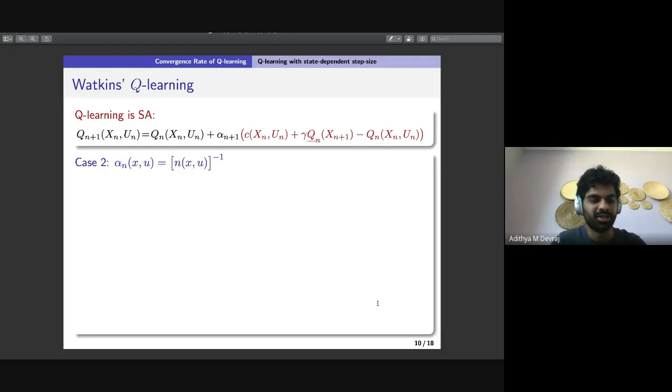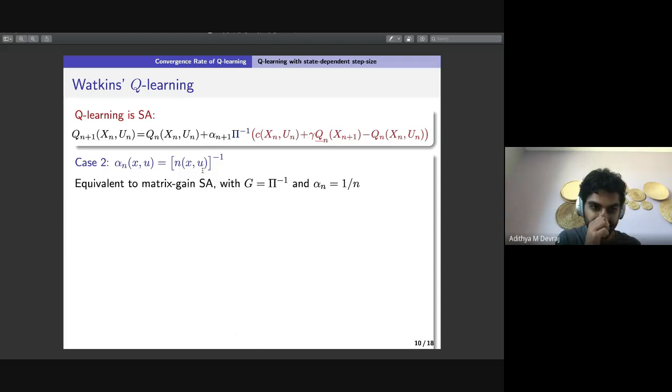That's kind of a step size. What is much more commonly used in practice is a step size that looks like this. Here, n of x comma u is the number of times you have visited a particular state action pair x and u. This is quite common in Q-learning papers. You can show that this kind of step size is equivalent to a matrix gain stochastic approximation algorithm with G equal to pi inverse, and the step size alpha n equal to 1 over n. These two things are essentially equivalent, and you can show this very easily.